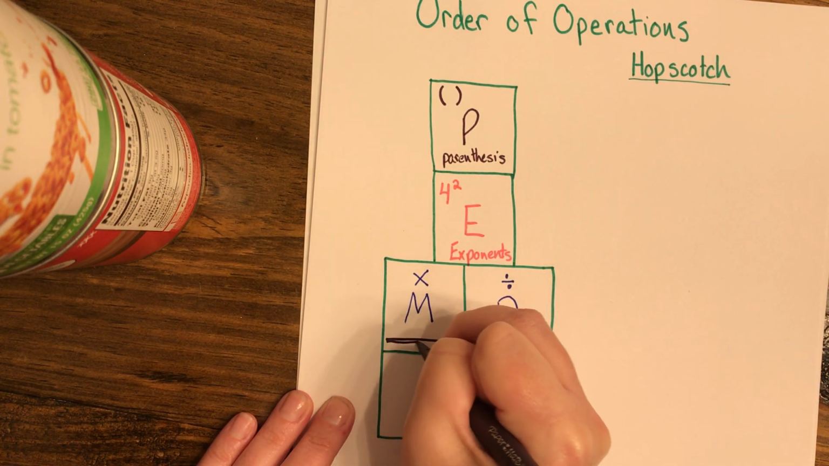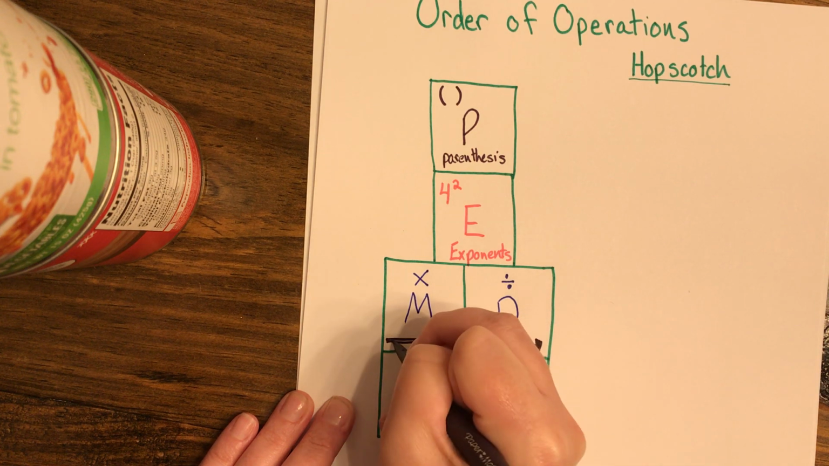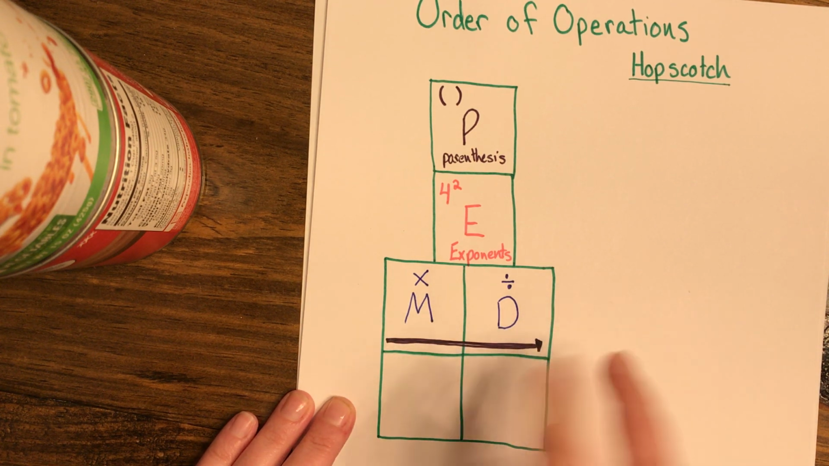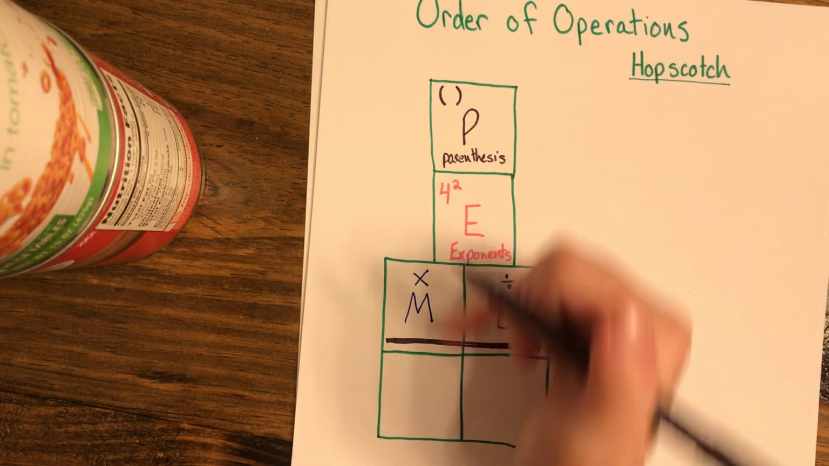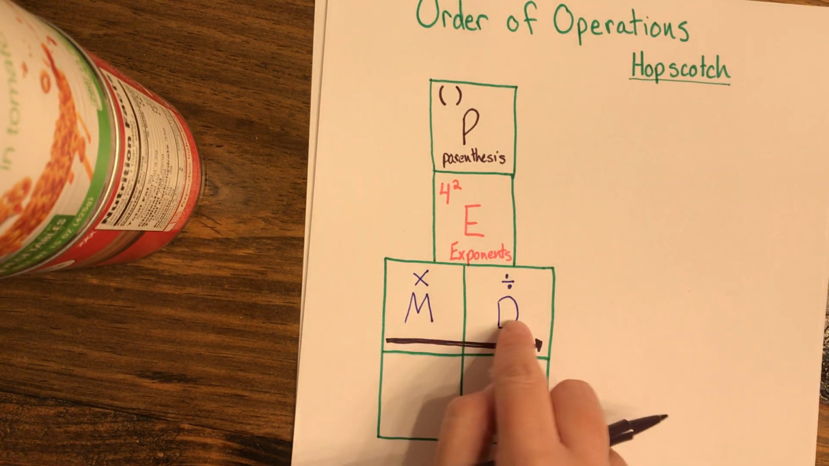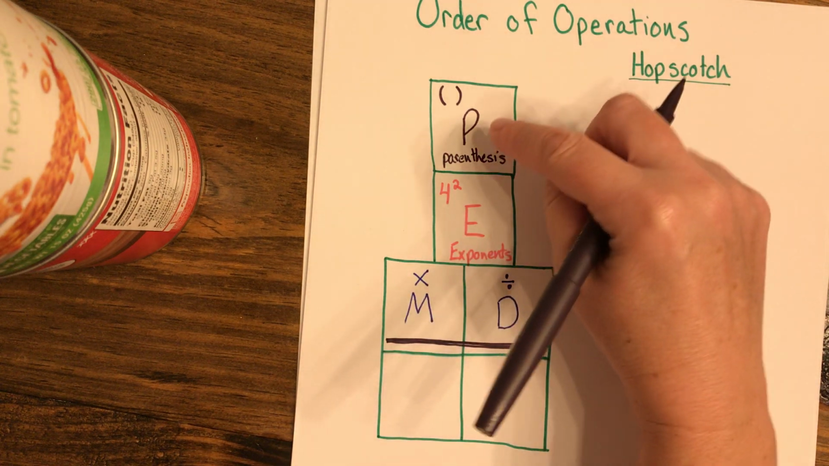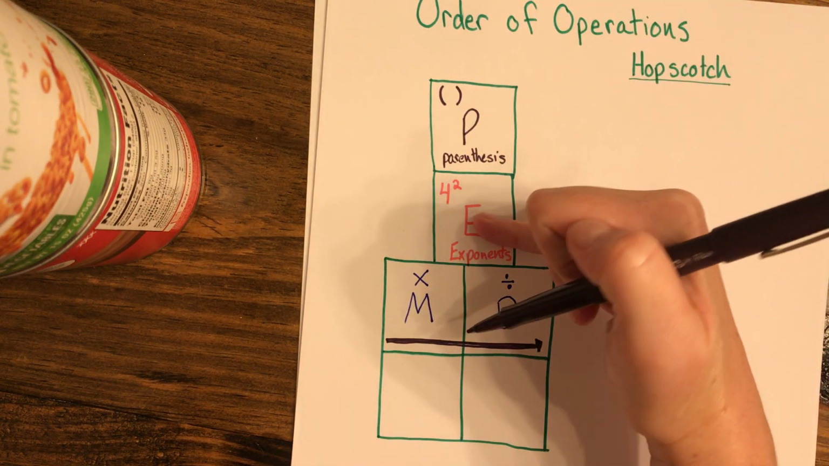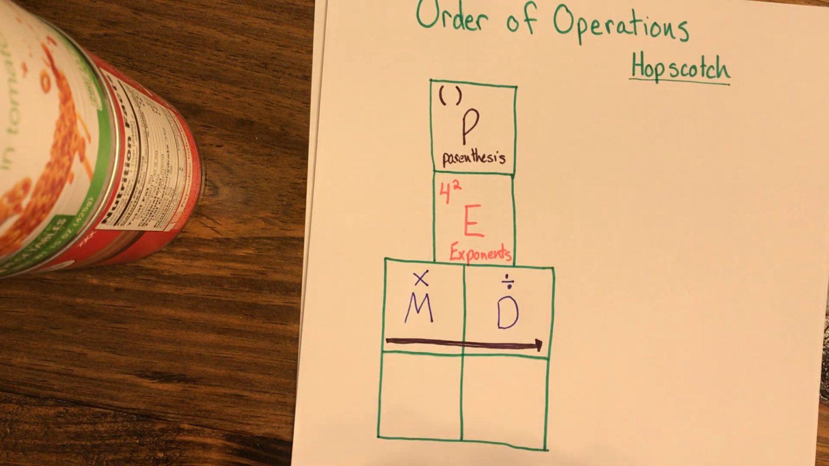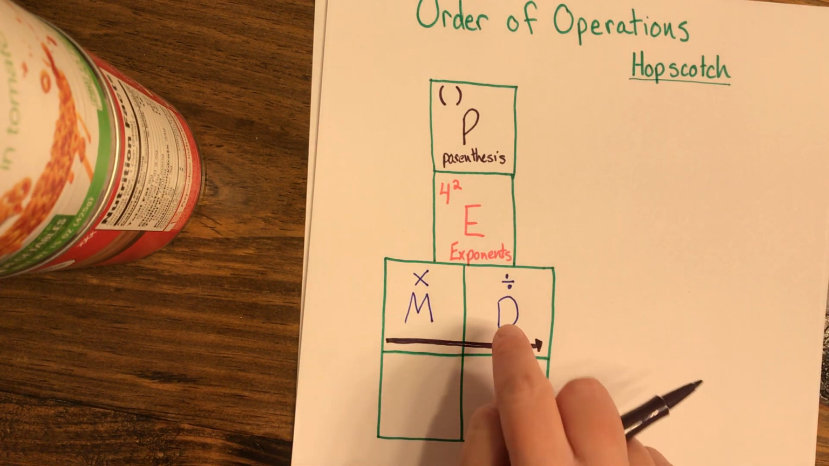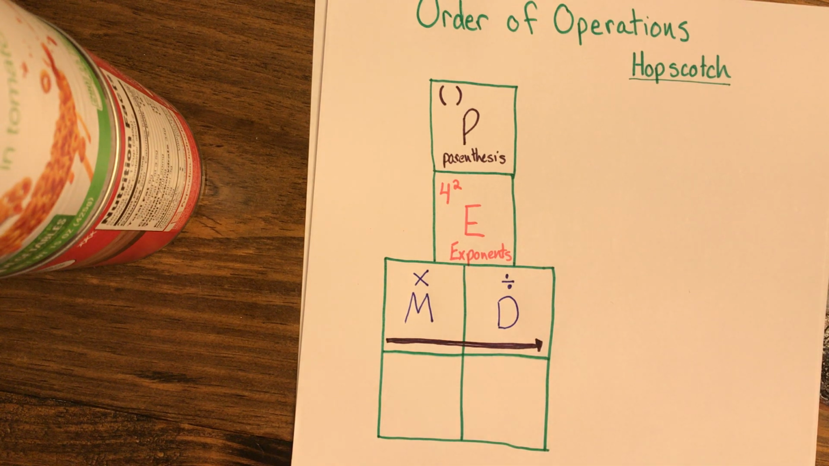Okay, so write this arrow here because I want you to understand the reason why I put them side by side and not stacked on top of each other, because it's either one of them. You jump to the parentheses, then you jump to the exponents, and then you can jump either division or multiplication, whichever one comes first, left to right in the problem.